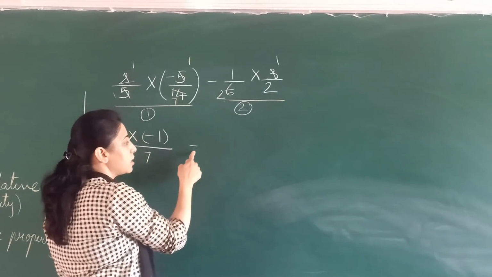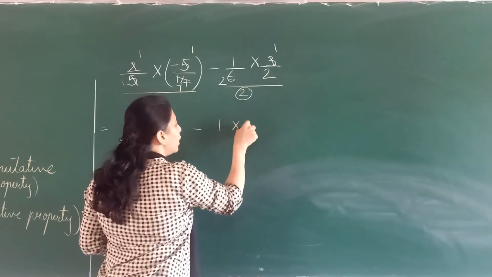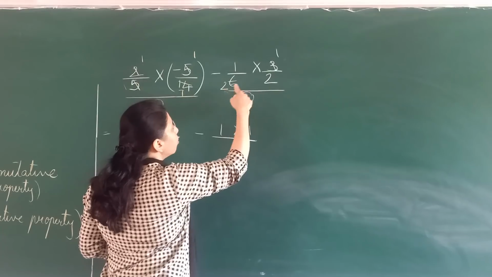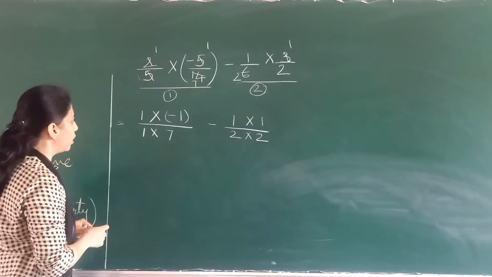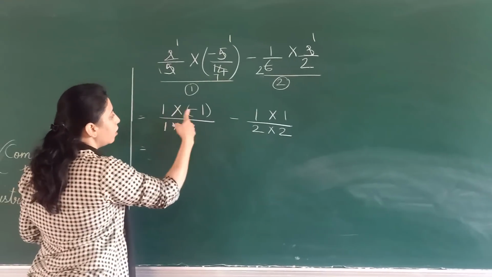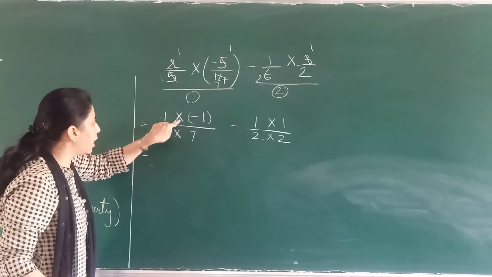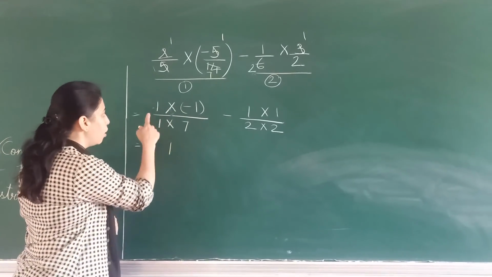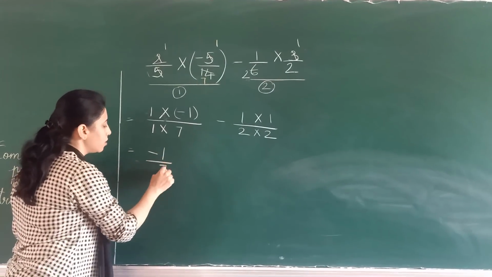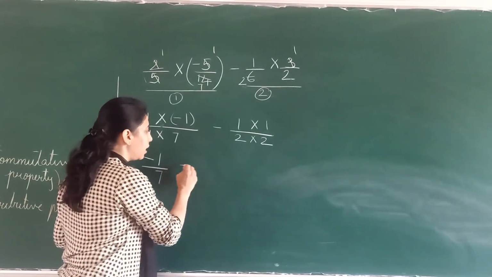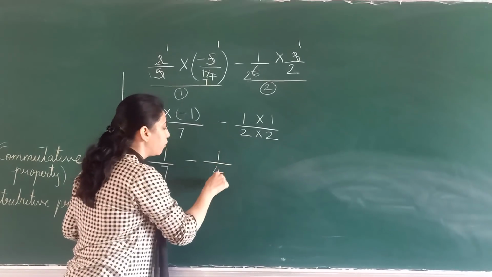The minus sign, your main sign, will come as it is. 1 multiplied by 1, and 2 multiplied by 2. So what will be your answer now here? 1 multiplication, again your main sign. So 1 multiplied by 1 is 1, plus minus becomes minus. 1 into 7 is 7. Minus sign as it is, 1 into 1 is 1 and 2 twos are 4.